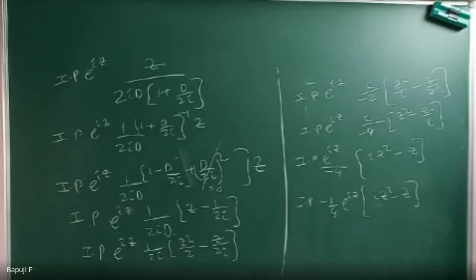Sin z I have written as e power iz, the imaginary part of e power iz. Actually my problem is sin z. So sin z I transfer to what? The imaginary part of e power iz. Correct? So in that e power iz only sin z I need. Real part is not required.